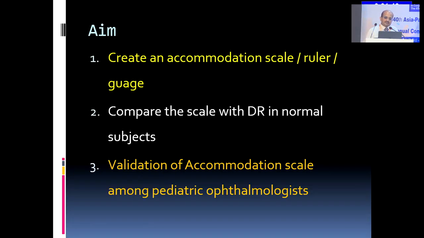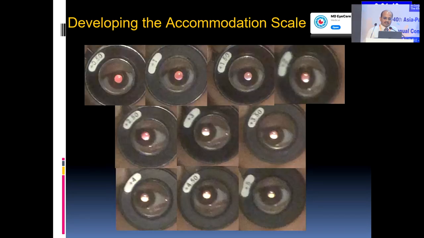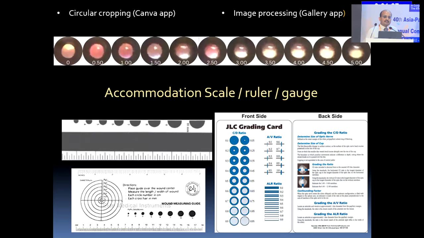So in this study, we wanted to create a scale and then validate it. The scale was created like this. An emmetropic child, a 10-year-old child, was asked to look at a distance, and lens interjection was done to simulate the amount of accommodation that will be exerted using 0.5 increments of plus lenses. And it allowed us to create this kind of a scale as you see over here.